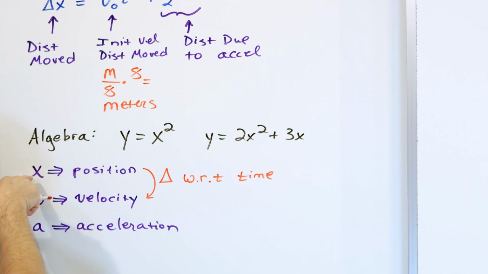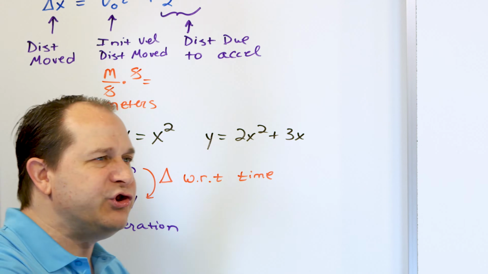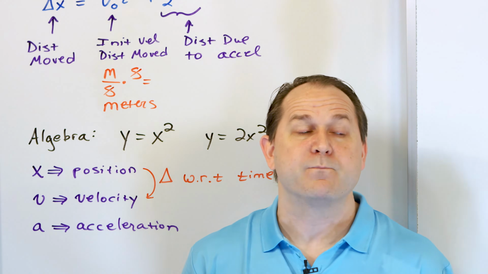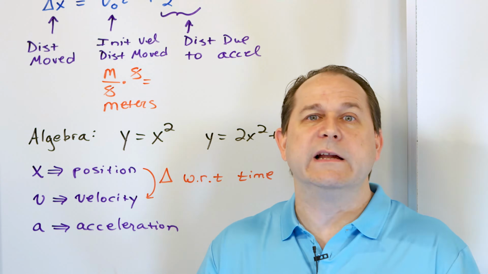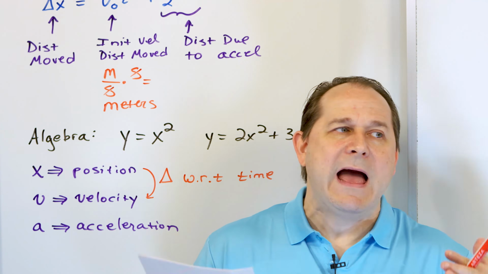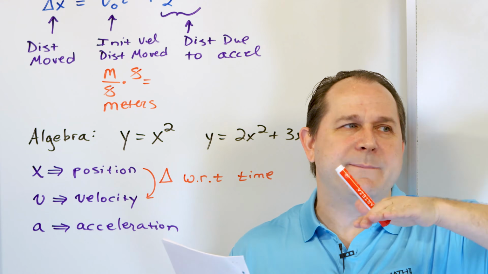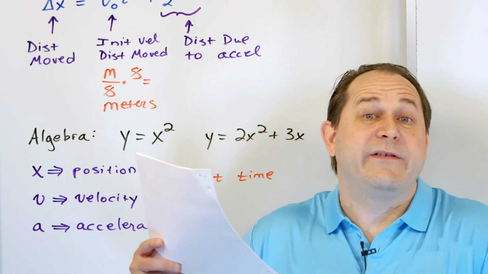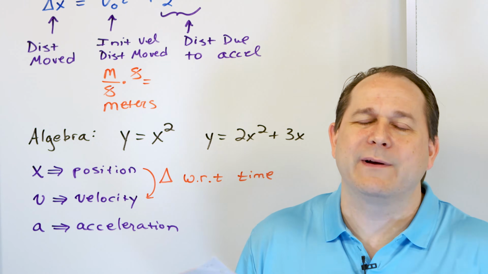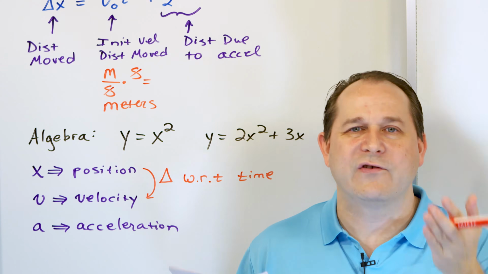If you look at how something changes in position with respect to time, you get velocity. What are the units of velocity? Meters per second, or miles per hour, or kilometers per hour. It's a distance divided by a time. How does something change over what time period? So when we say something changes in position with respect to time, we're calculating its velocity, because velocity units are distance over time.